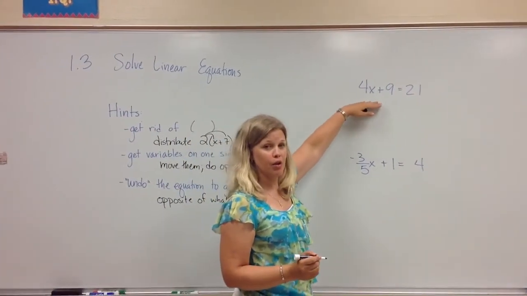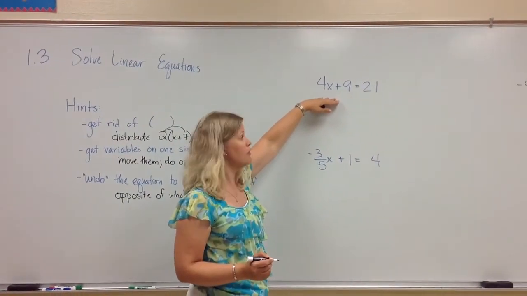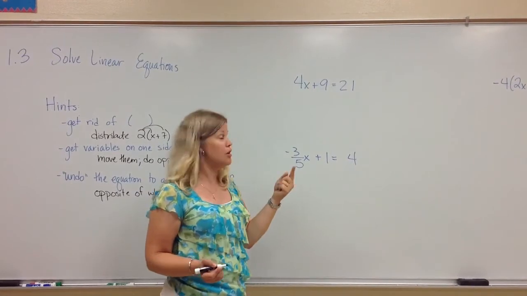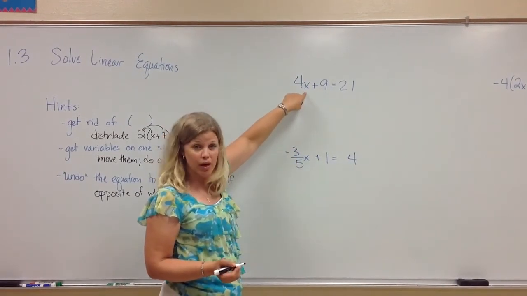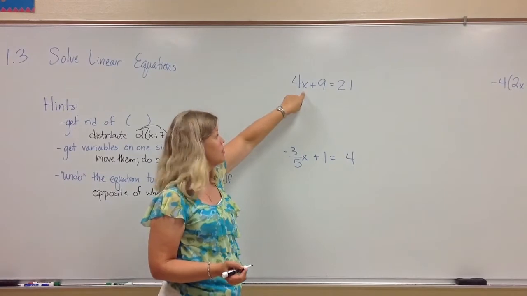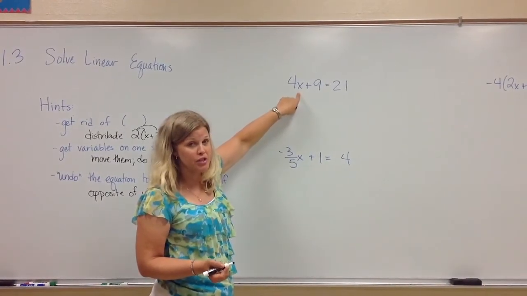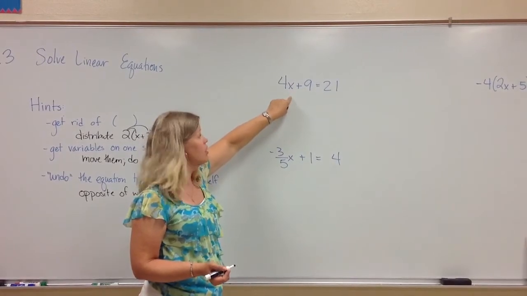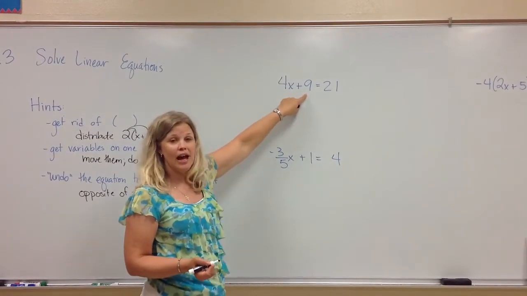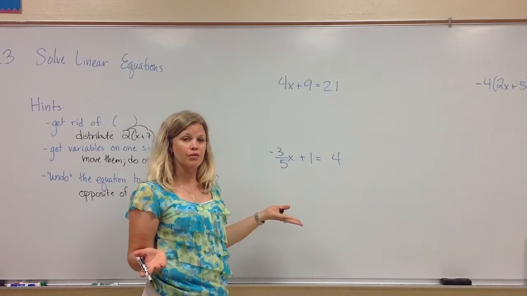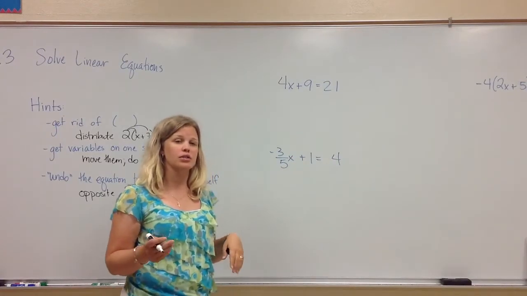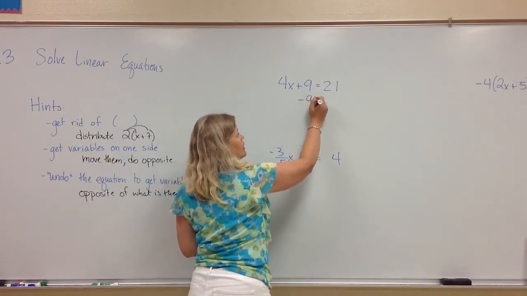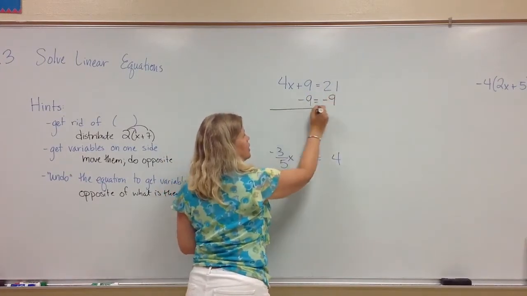Our first example, I think most of you will feel comfortable with. We check. There's no parentheses. Don't need to worry about that. There's only one time the variable or the x appears. So we don't have too much to do other than we need to get this x by itself. Well, it's with the 4 and it's with the 9. Which one do we get rid of first? Well, we're undoing it, so it's kind of the opposite of order of operations. We're going to subtract 9 from each side.